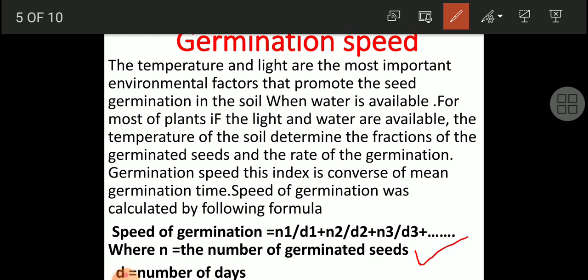Speed we have to see. Accordingly, suppose we know that the seed should germinate within a week, and suppose we know that 50% are actually germinating within a week. Suppose we have sown 1 kg of seeds in a 1 acre area, and 50% of the seeds are germinating, isn't it? So that is the speed of germination within a week.